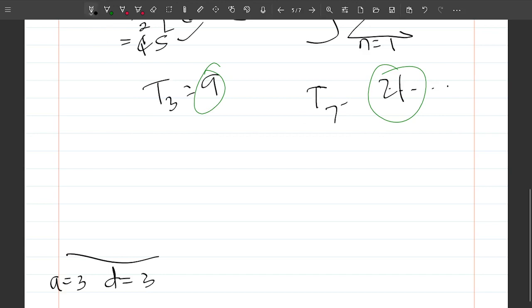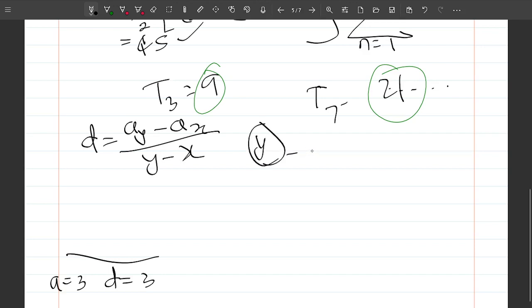So how would I know that the values that I got are actually correct? This is where you would use my formula. My formula just says to get the common difference in an arithmetic pattern, you say a of y minus a of x over y minus x. Nash, you lost me. Don't worry. Just remember that y is the largest term number.